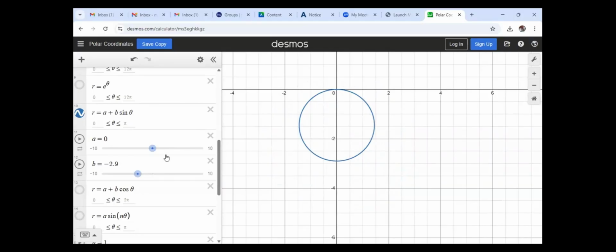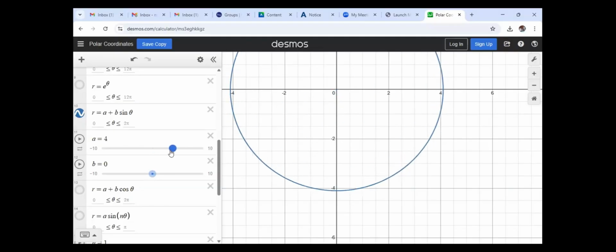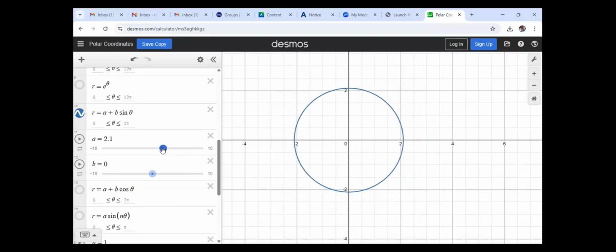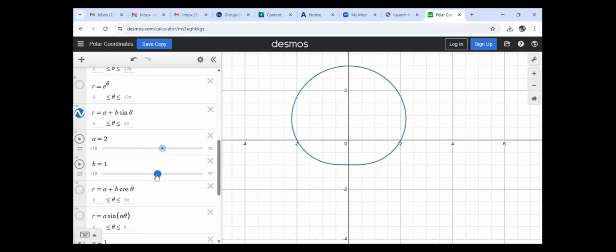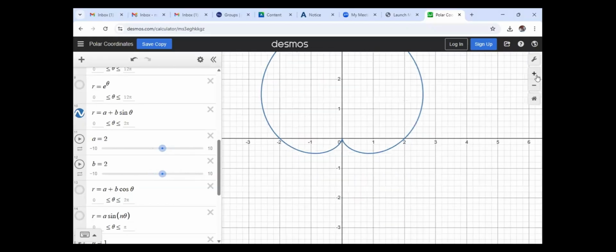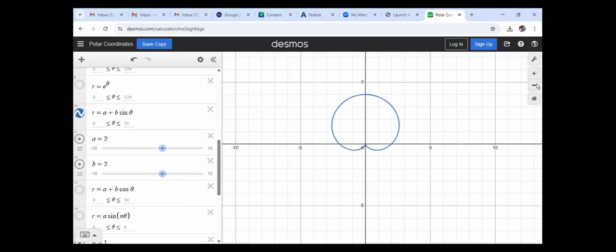So notice this nice continuum that we get. Whenever B is 0, we get our circle centered at the origin or at the pole. As B gets bigger, it shifts into a limacon. Let's zoom out a little bit. There we go. Until A and B are the same, we have the cardioid.